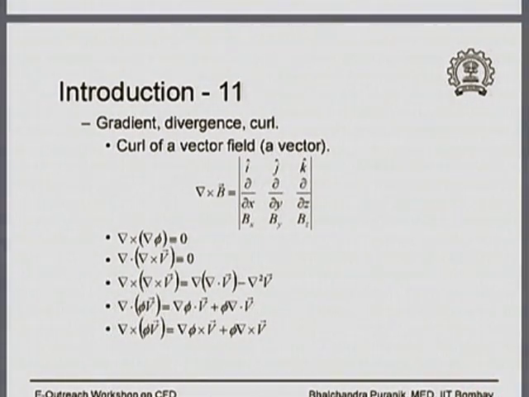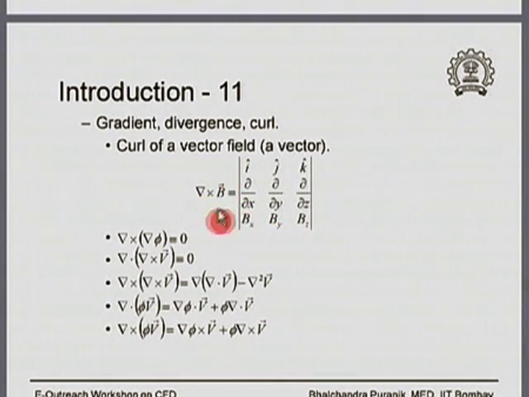Moving on with a few more vector operators, there is something called the curl of a vector field, which is simply given by the cross product of the del operator with a vector field. In this case I have chosen B as the vector field, and this del cross B is simply evaluated using our standard cross product rule, the determinant expression.